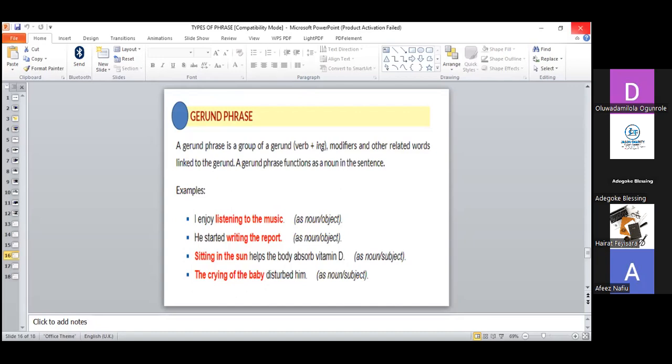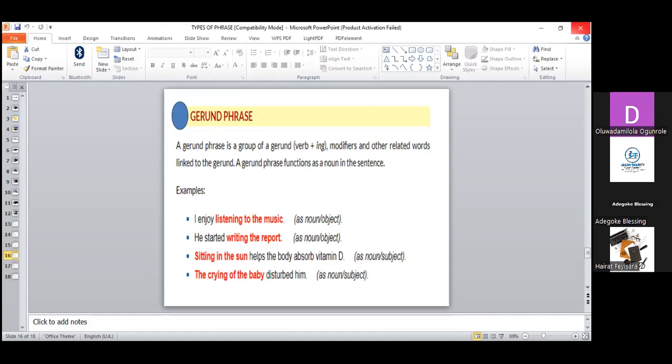The same thing can be used at the beginning of a sentence as the subject. So, sitting in the sun helps the body absorb vitamin D. The expression sitting in the sun is a phrase, a gerund phrase, acting as a noun and as a subject in the sentence. So pay attention to that. Make sure all of these that we've been talking about, you are applying them into your writing so that it can help you express yourself a bit more. And then you can have varieties of sentences to put together, maybe anytime you're given a writing exercise.